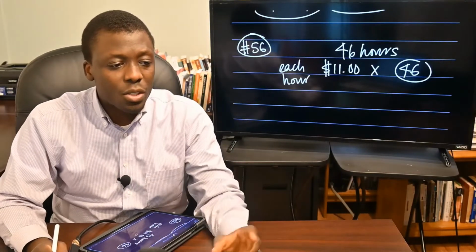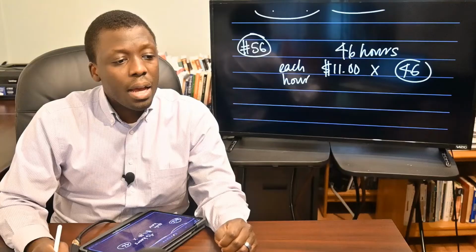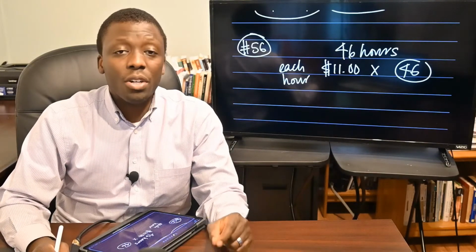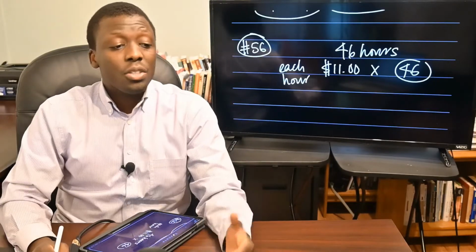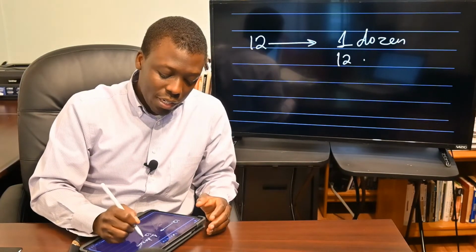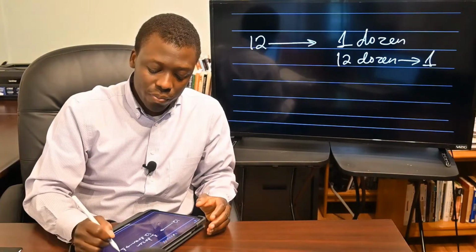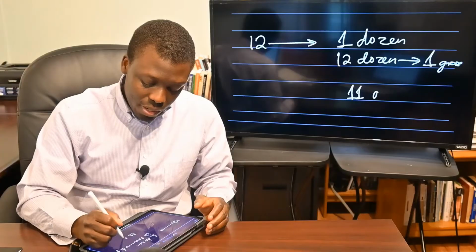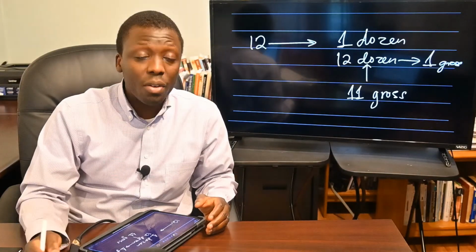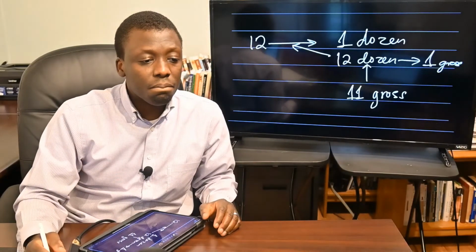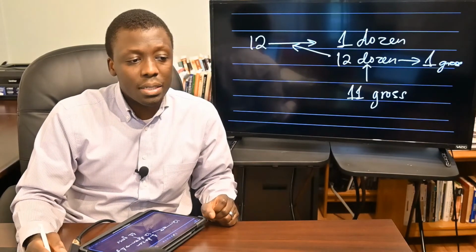Number 58, there are 12 eggs in 1 dozen and 12 dozen in 1 gross. How many eggs are in a shipment of 11 gross? So you have 12 eggs in a dozen, right? So you have 12 in 1 dozen and 12 dozen in 1 gross. So now they're saying in a shipment of 11 gross. Well, we have to multiply that by 12. And then we have to multiply that by 12 again. And that will take us to our destination. Very good.